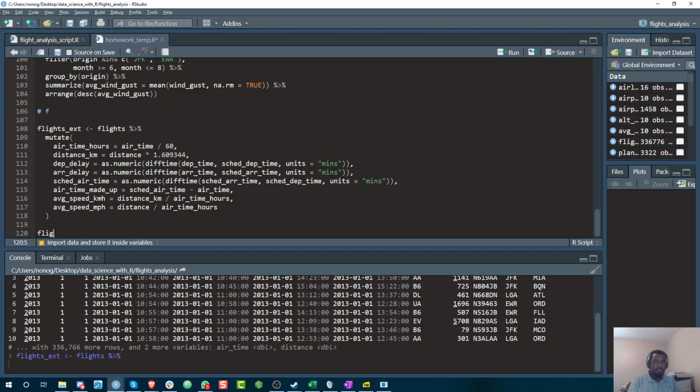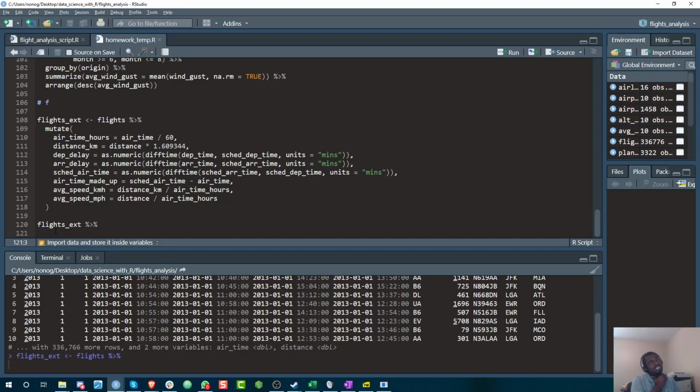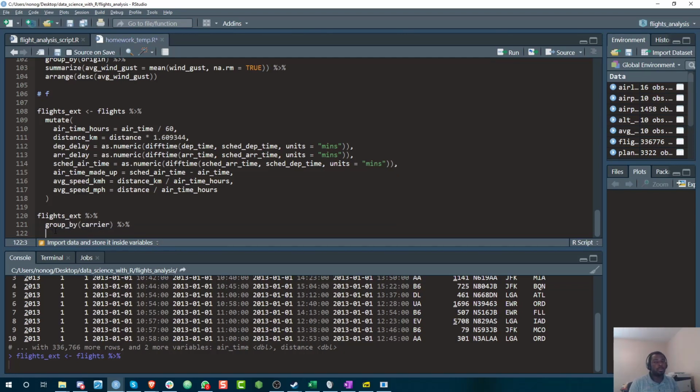Okay, so flights extended, because this is the one that has the departure delays and stuff like that, and we want the average departure delay. So we need to group by carrier because we want the average departure delay for each carrier, and we're going to summarize. Okay, 1017 for everybody. Okay, I'm going to get back to that, guys. Okay, so flights extended group by carrier, summarize, and let's call it AVG DEP delay. So average departure delay, which is the mean departure delay, na.rm equal to true.